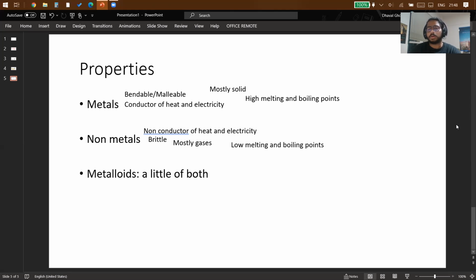They contain silicon, which is the metalloid. If you apply the right amount of voltage, it starts conducting heat. If you apply low enough voltage, it stops conducting heat. And so it's a conductor and a non-conductor depending on the conditions. And that's what metalloids are.